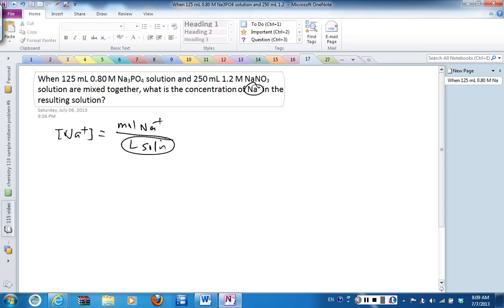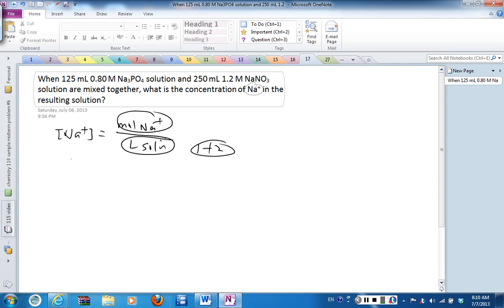Total liters would be easy. When I mix two solutions, volume 1 plus volume 2 is the volume. Moles is a different story. That needs some calculation. You can't simply add on the concentrations because they're not moles. Okay, so how do we get moles of sodium?